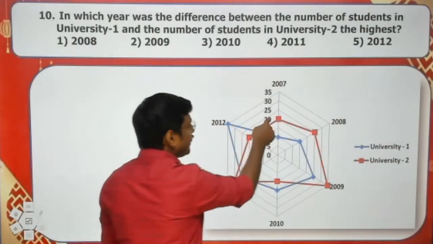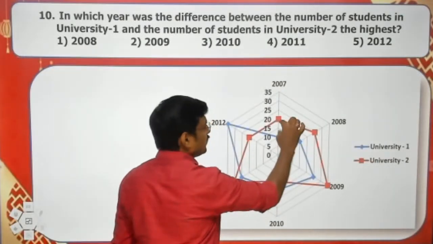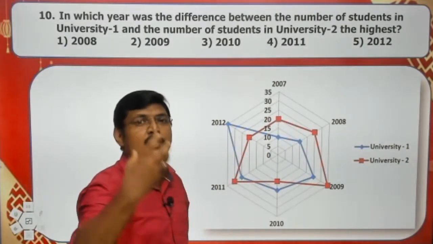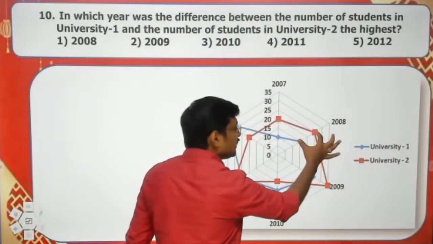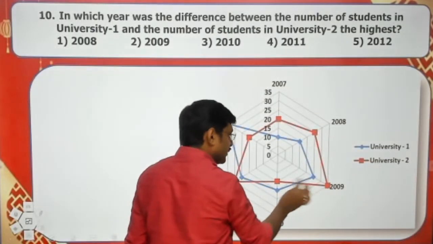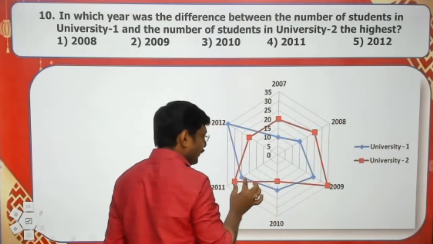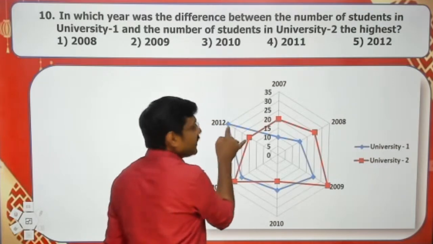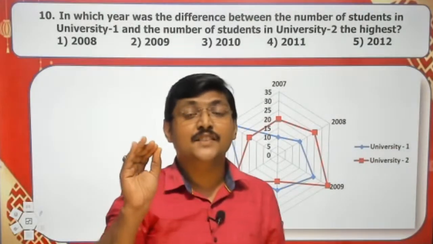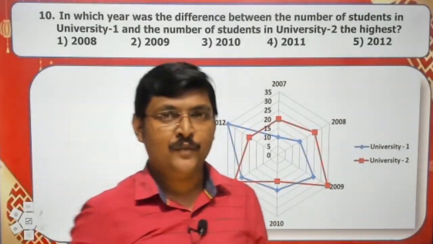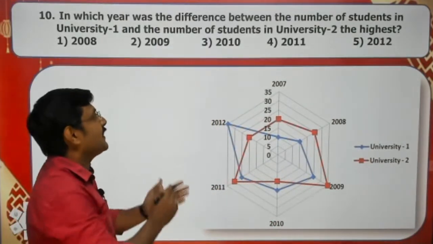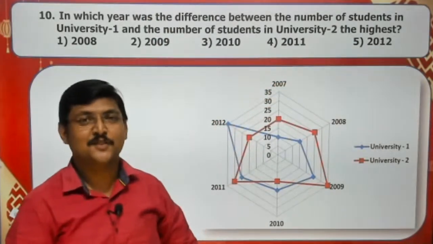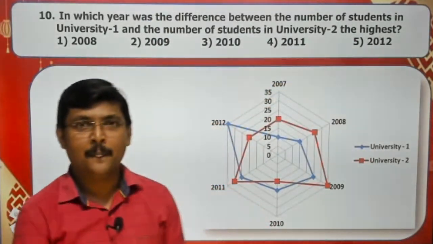When we compare 2007, here the difference of two universities is 10, so the difference of the student count is only 10,000. Here also it is 10, so 10,000. Here also it is 10, so 10,000. Here it is only 5, so 5,000 is the difference. Here also it is 5, so 5,000. On looking into 2012, the difference is 15, so it is 15,000. So we can easily say that the difference is highest for 2012. That is option number 5, 2012. Very good.